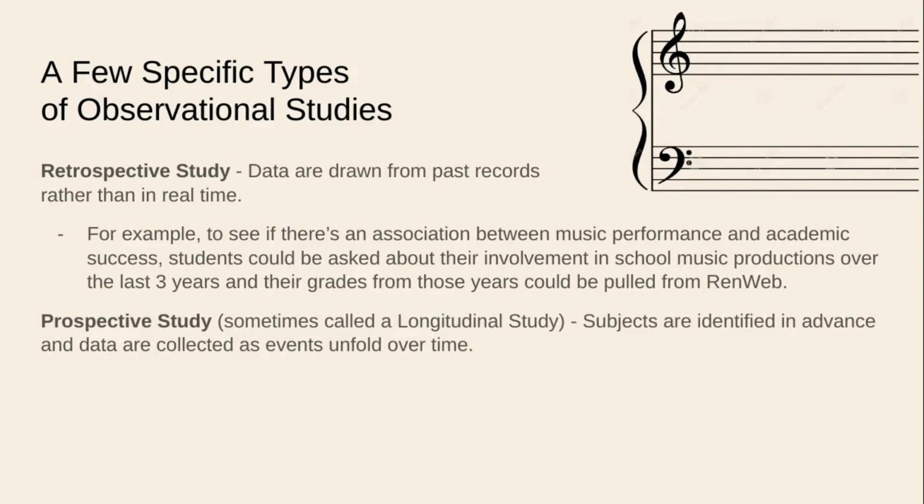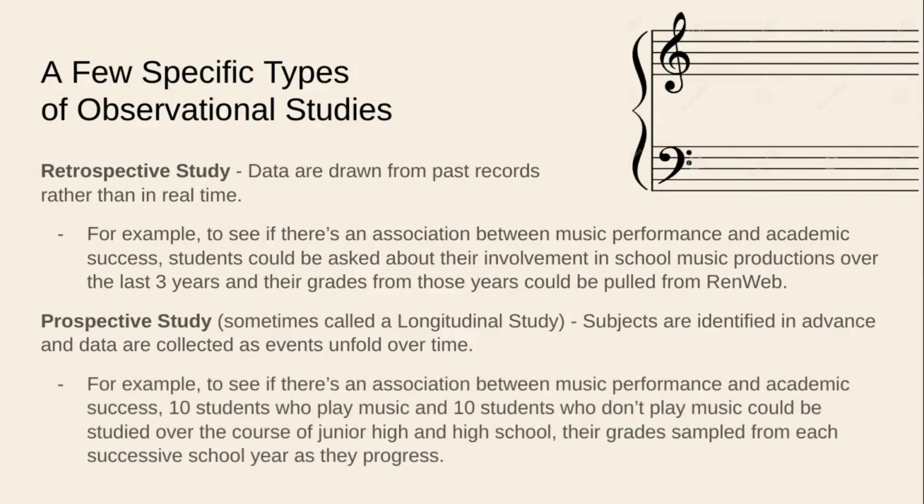In a prospective study, and this is sometimes called a longitudinal study, subjects are identified in advance and data are collected as events unfold over time. For example, if we see there's an association between music performance and academic success, or if we want to see if that relationship exists, 10 students who play music and 10 students who don't play music could be studied over the course of junior high and high school. Their grades could be sampled from each successive school year as they progress. All right, so you have retrospective and prospective studies.